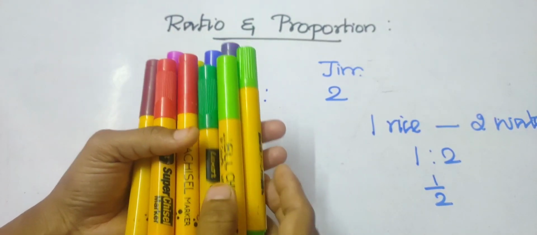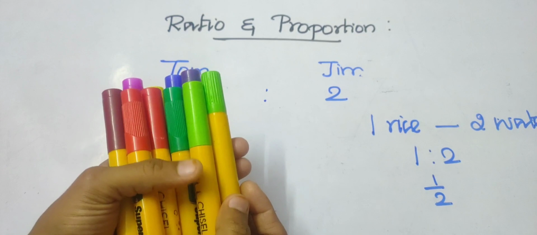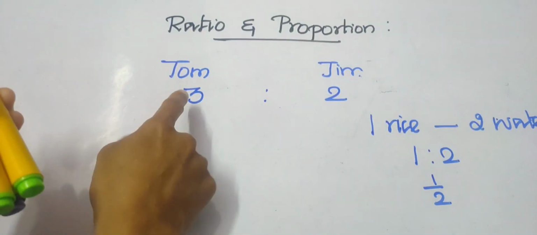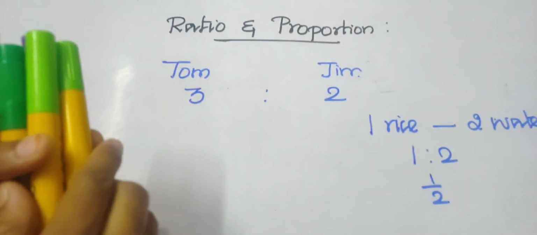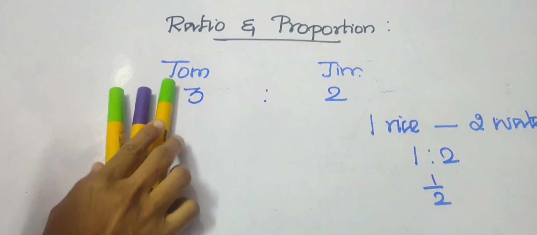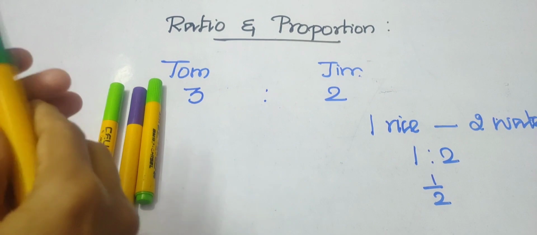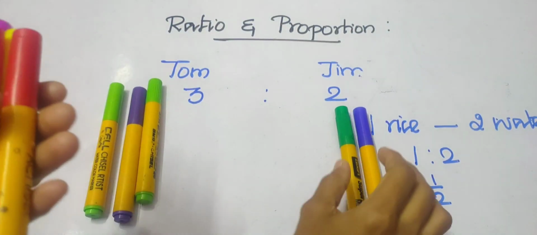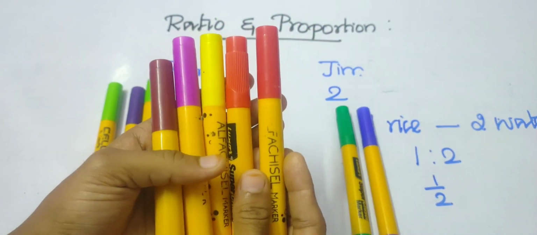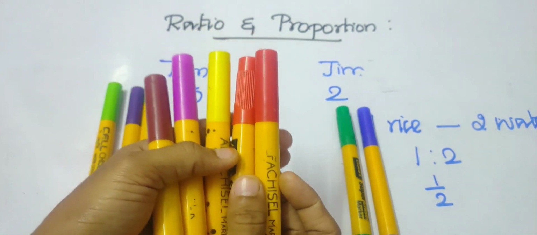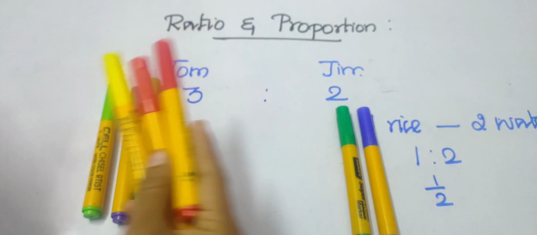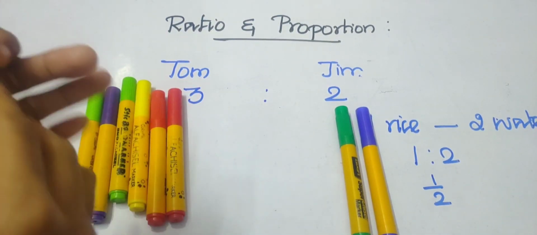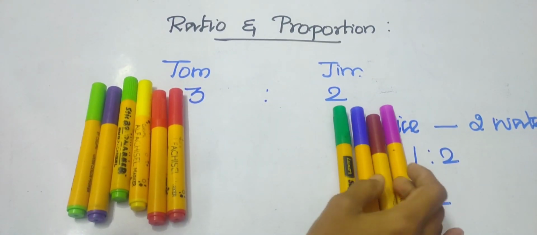Now see, children, I am having 10 markers with me. At first we shared 3 markers to Tom and 2 markers to Jim. So again I am having 5 more markers. I'm going to do the same again. I'm just going to give again 3 markers to Tom and 2 markers to Jim.